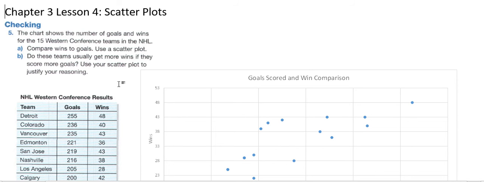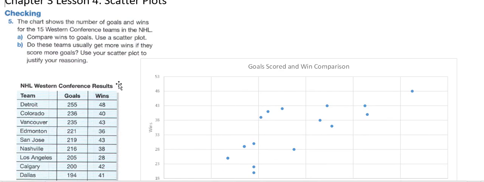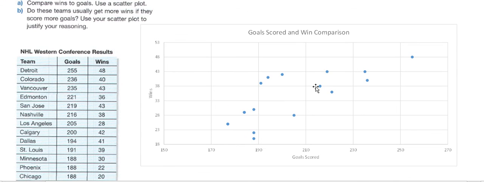Our next question, B: do these teams usually get more wins if they score more goals? Use your scatter plot to justify your reasoning. From this scatter plot, we could clearly see that for many teams, as they score more goals, they are more likely to get more victories.